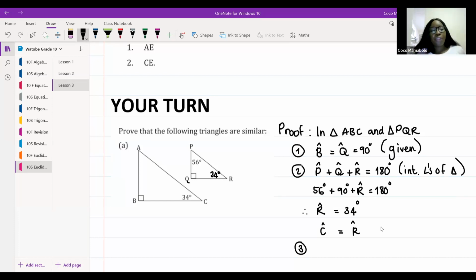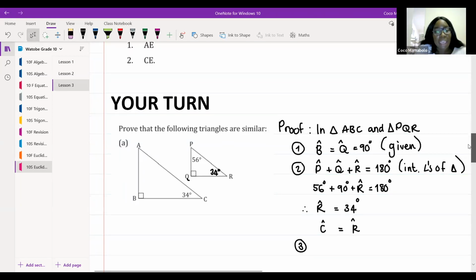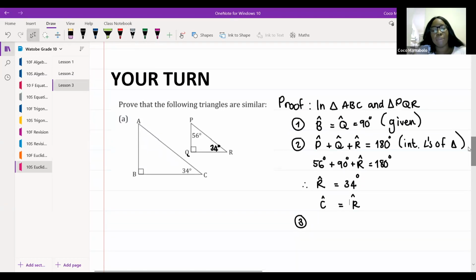Now, the thing we have to know, especially about similar triangles, and I'm telling you guys now, this is going to come up in matric again. It's going to come up in matric again.